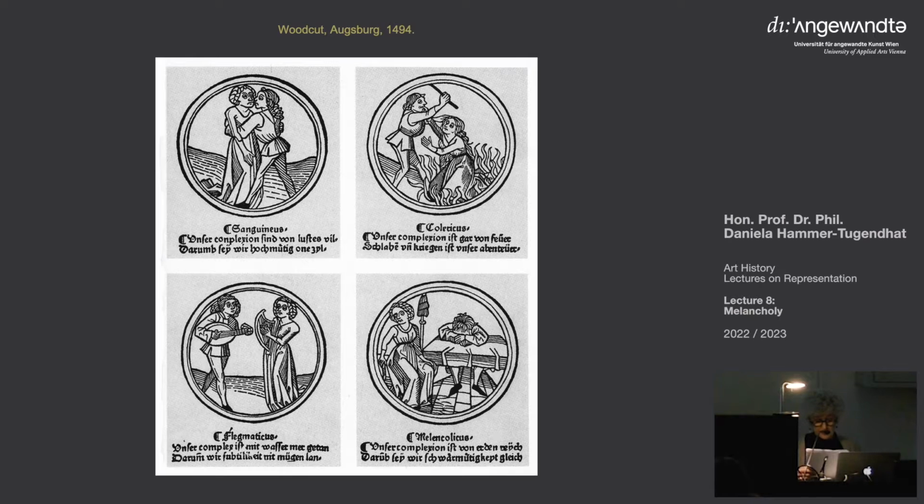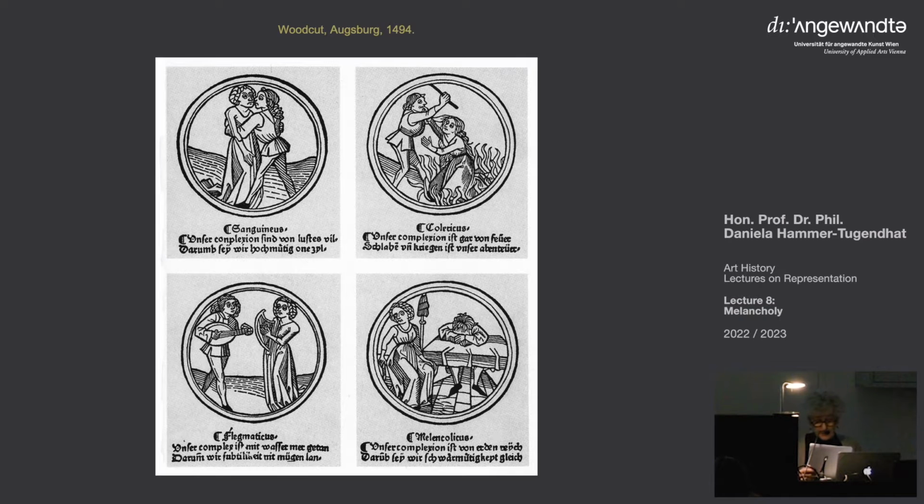According to whether there is a predominance of blood, phlegm, yellow bile or black bile in a person's constitution, the person will have a sanguine, phlegmatic, choleric or melancholy temperament. As always in antiquity, what mattered was the right balance. But it was not only a question of balance. It was also a question of temperature and degree of moisture.